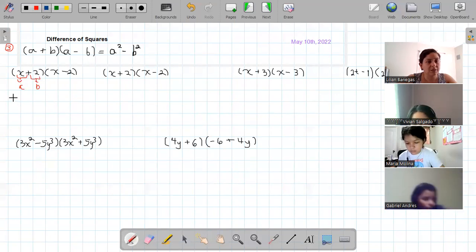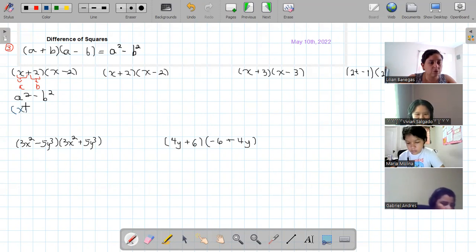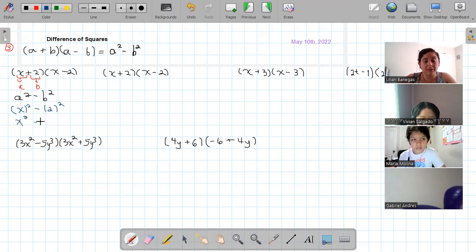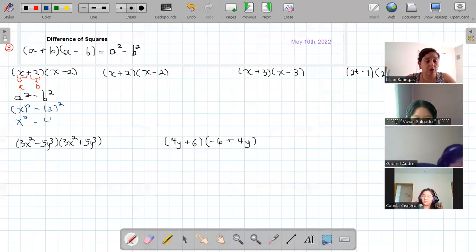So instead of a, we are going to use x in the formula, a squared minus b squared. So we use x, and that goes to the square, minus, instead of b, we're using this 2, always in between the parentheses, to the square. And we simplify. How much is x squared? x squared. Minus how much is 2 squared? 4. So minus 4. And that's it.